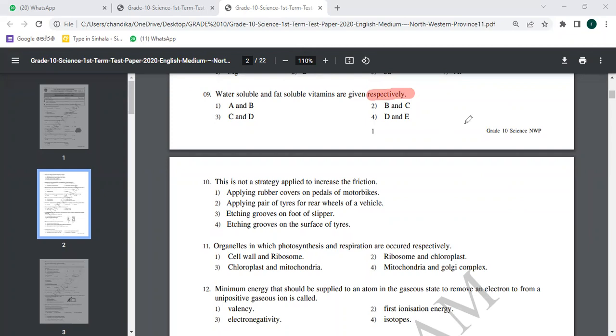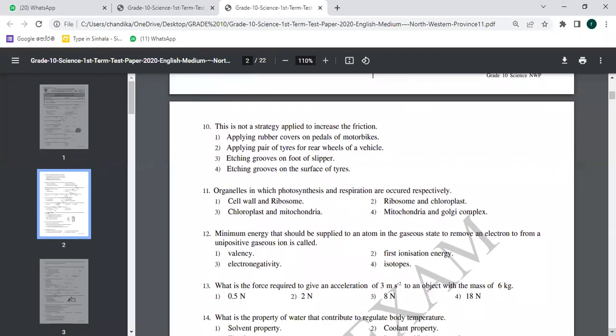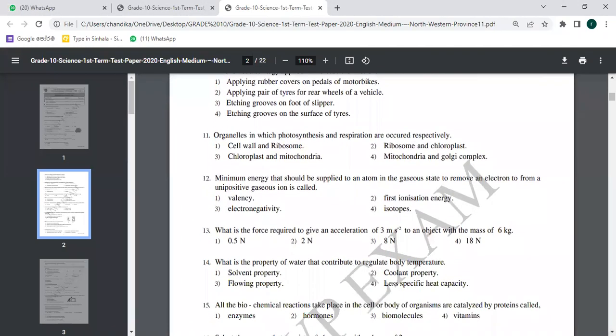Meaning of respectively? According to the question, what is the meaning of respectively? In order. Very good. Respectively means here in order. It has some other meanings also, but here the meaning is in order. In order means the first vitamin should be the water soluble one, and the second one has to be the fat soluble one. Good, okay. So that is the answer. Third one. And question number 10 now, right?